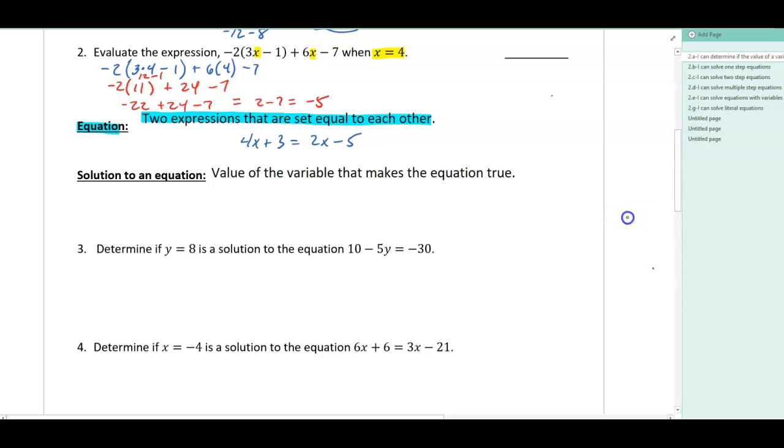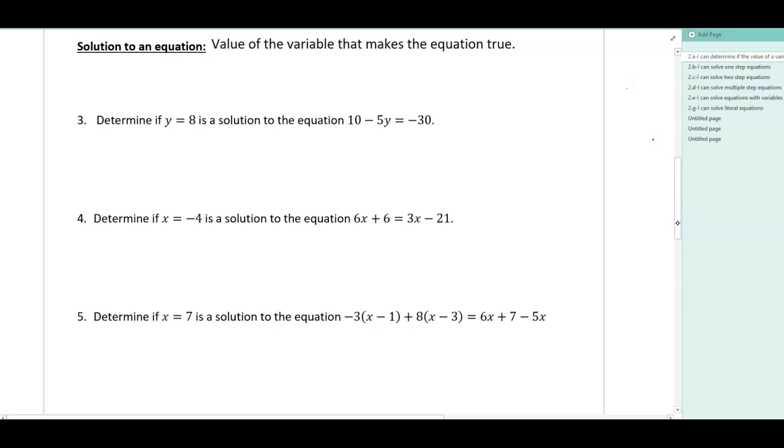So let's take a look here. First example, they want us to determine if y equals 8 is a solution to this equation. So what I'm going to do is everywhere I see a y, I'm going to kick it out and replace it with 8. So 10 minus 5 times 8 equals negative 30. So 10 minus 40 equals negative 30. 10 minus 40 is negative 30. Does negative 30 equal negative 30? Yes. Therefore, y equals 8 is a solution.